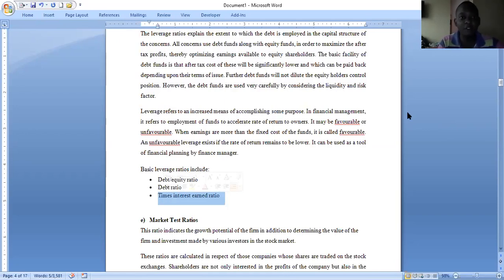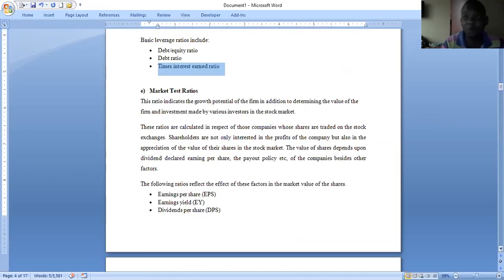And then we have the fifth pillar or classification of financial statement ratio analysis, that is market test ratios. The market test ratios basically perform a ratio analysis of the companies in the financial markets, in the stock market. For instance, we may compute ratios touching on the Nairobi Securities Exchange. So basically most of these ratios will touch on the shares of the company and so on.